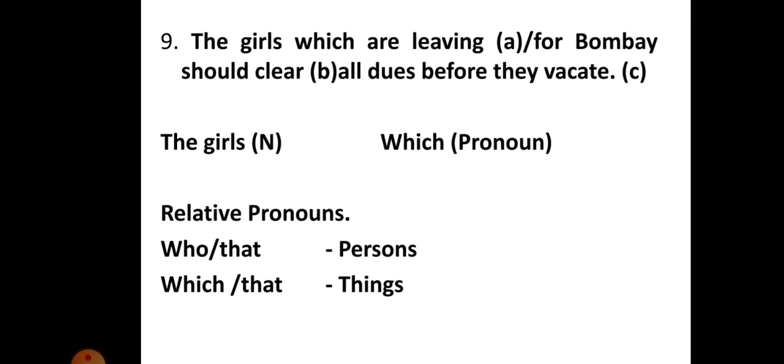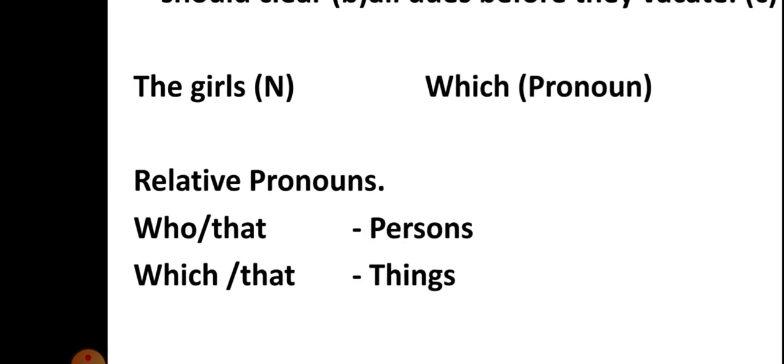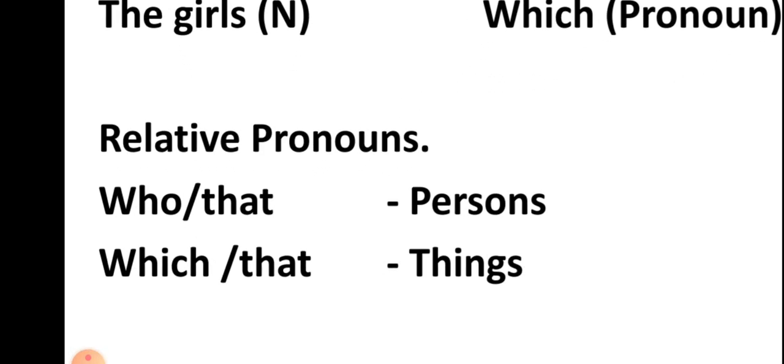Next one. Question number 9. The girls which are leaving for Bombay should clear all dues before they vacate. So the girls is actually followed by which, which is known as a relative pronoun. We have got two different types of relative pronouns. Who or that are used to refer to persons. Which or that is used to refer to things. Remember, who or that can be used to refer to persons. Which or that can be used to refer to things.